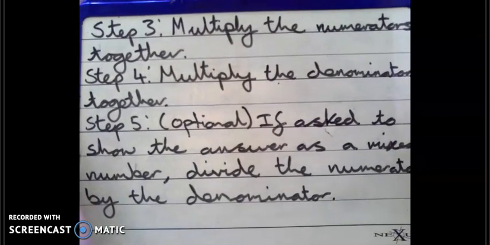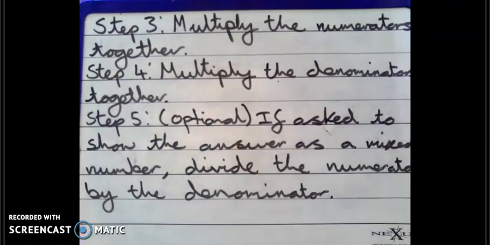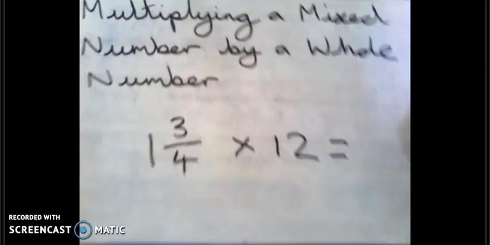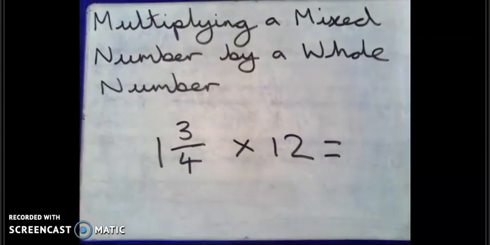Step 3. Multiply the numerators together. Step 4. Multiply the denominators together. Step 5. If you've been asked to show your answer as a mixed or whole number, you should then divide the numerator by the denominator. That is how you can multiply a mixed number by a whole number.